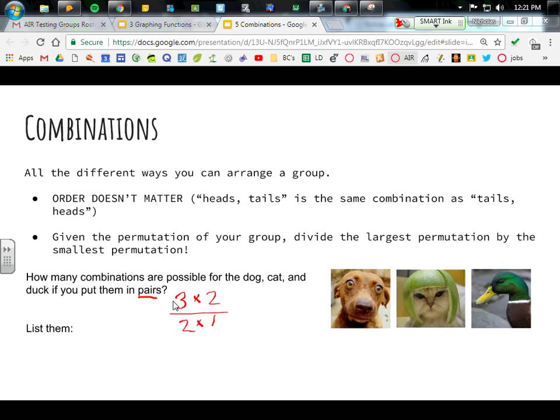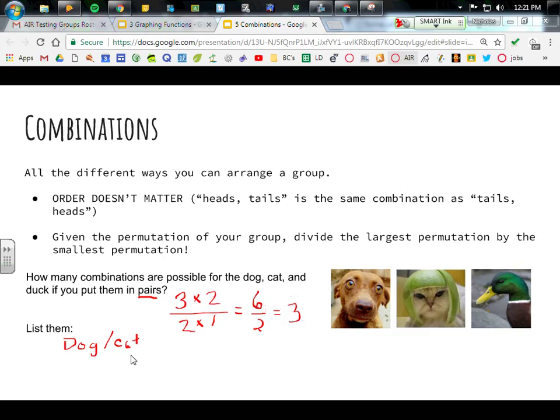All right. So if we just carry out our multiplication here, we'd have 6 over 2, 6 divided by 2, which is 3. So we can only have 3 different combinations pairing these 3 animals up. All right, so what would they be? Well, one is dog and cat would be the first obvious one. So dog, cat would be one combination.